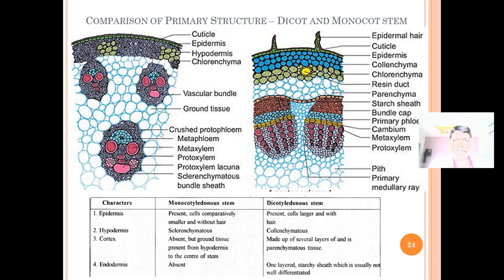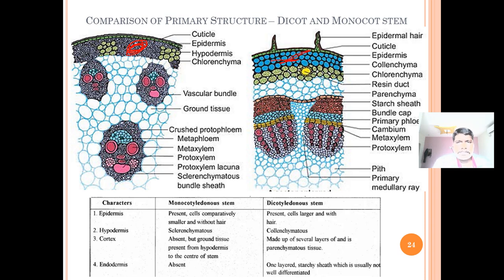The primary structure of dicot and monocot stem. If you take the dicot and monocot stem, most of the structures are similar, and somewhere you may find dissimilarities. The epidermis is uniseriate in both. In dicot, epidermal hair is present, but in monocot, epidermal hairs are not present, it is without hairs. The next, hypodermis. In monocot, the hypodermis is sclerenchymatous in nature, but in dicot it is collenchyma.